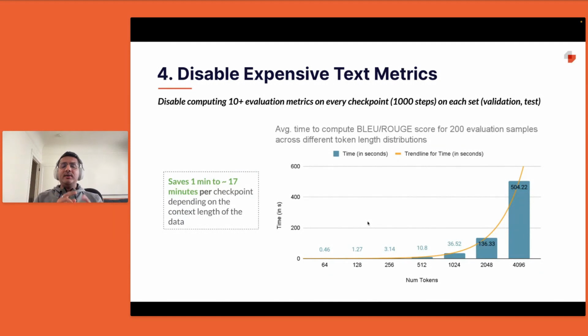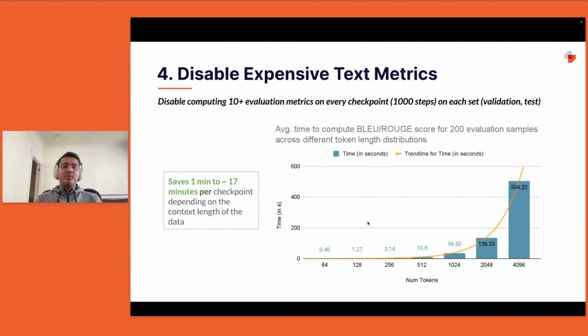So depending on the number of tokens in your training data set, the cost of computing something like a BLEU score or a ROUGE score is actually quadratic in nature. And it scales quite a bit as you go to larger and larger context sizes.